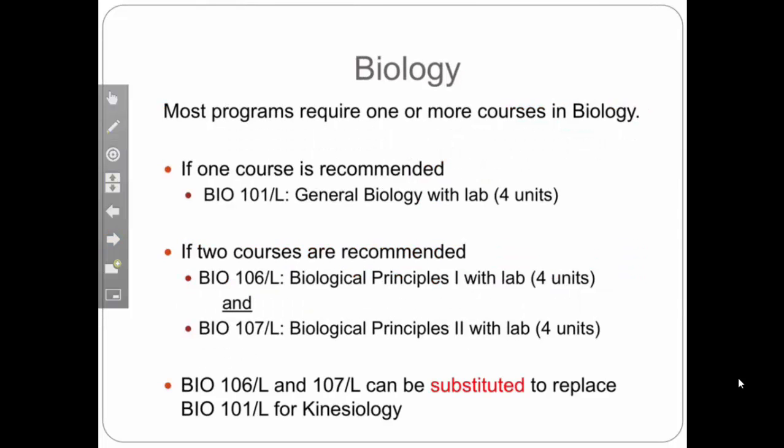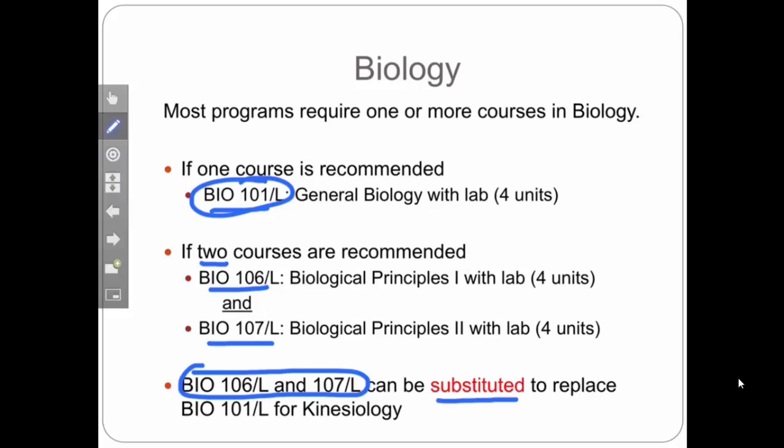Most DPT programs require one or more courses in biology. If one course is recommended, you should take Bio 101 with lab. If two courses are required, you should take both Bio 106 and Bio 107 with lab. For the degree in kinesiology, Bio 101 is required. However, if you decide to take Bio 106 and 107 instead, they can be substituted to replace the Bio 101 and lab requirement for kinesiology. To request a substitution, please contact the undergraduate program coordinator for the Department of Kinesiology.